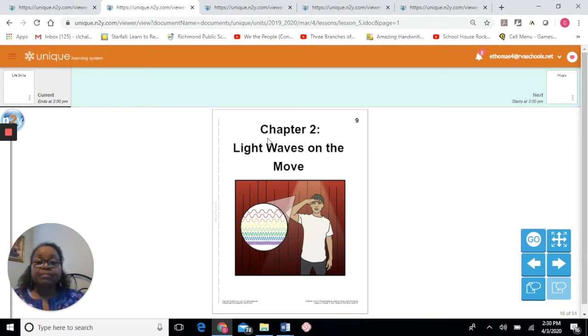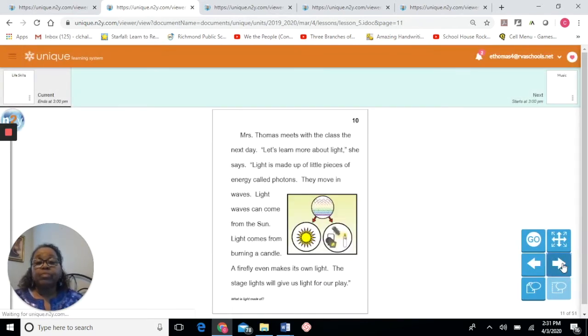All right, let's take a minute and do a picture walk through our book, Light Waves on the Move. If we look at the title page, it looks like this young man is looking for something. And these are waves. Now, the purpose of our picture walk is just to look at the pictures, not read, and see what we think the book might be about.